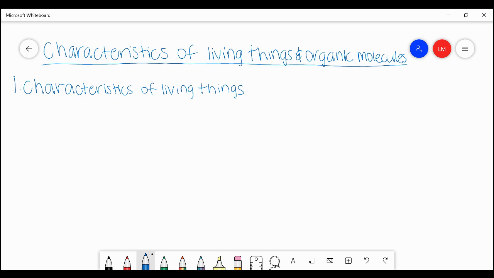This week in biology, we will be talking about the characteristics of living things and organic molecules. This is a great place to start because biology is the study of living things. So what we need to do first is figure out what living things are.